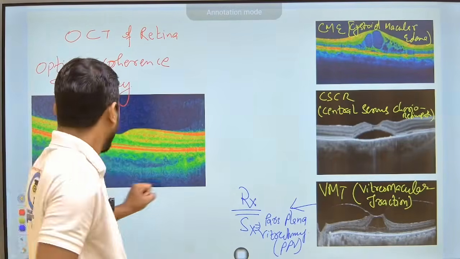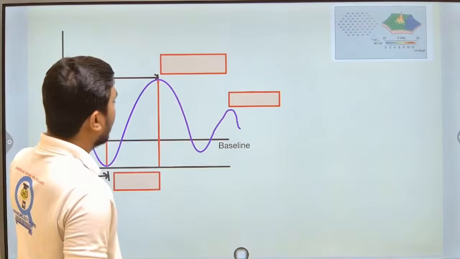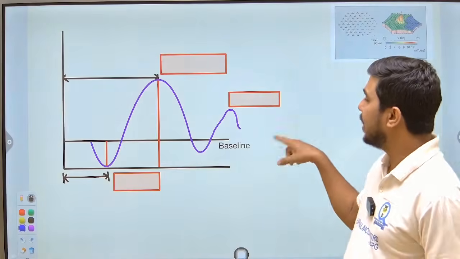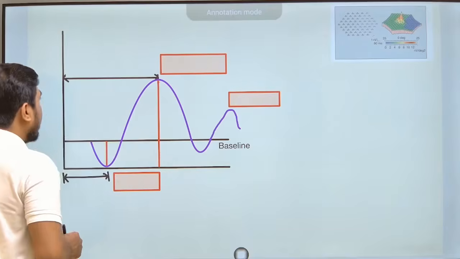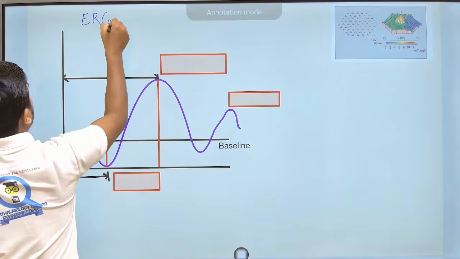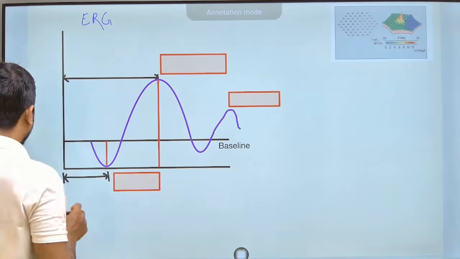Understood? Now coming to the next image. What is this investigation saying? This diagram that I have made is the investigation known as ERG, that is electroretinogram. This is the wave. What is this wave?